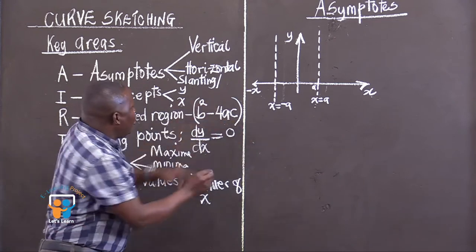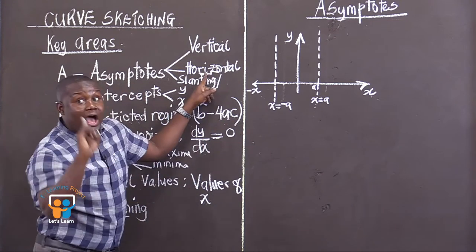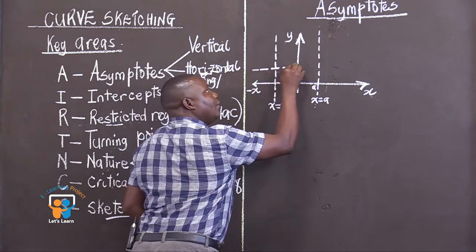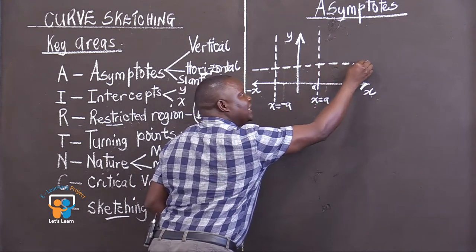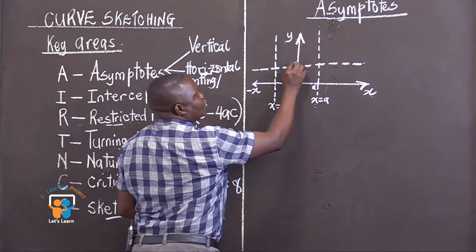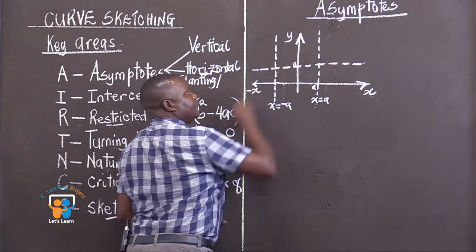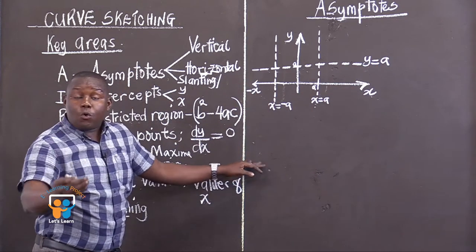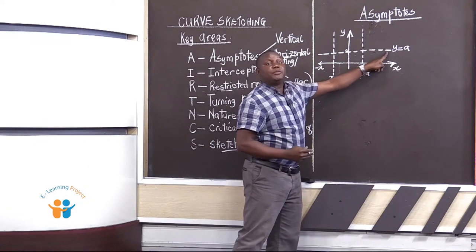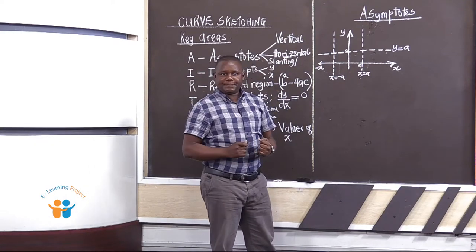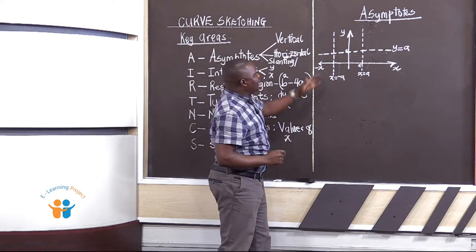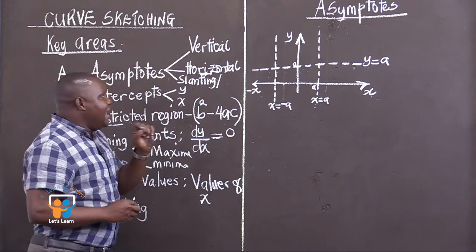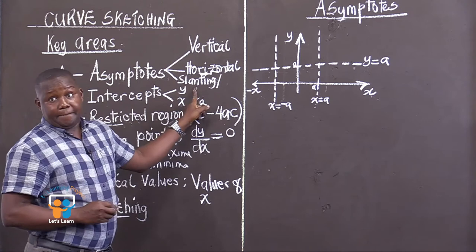Are we together? If we go to the next one, which is the horizontal asymptote, when you're drawing it, it must be drawn as a dotted line. If this was y equals, say, still a, we name it y equals a. Whenever you draw the asymptote, it must be given a name. Are we together? Very good. So these are lines that are straight and dotted. Are we getting the idea? Now, when we talk about the slanting one, now this one here.